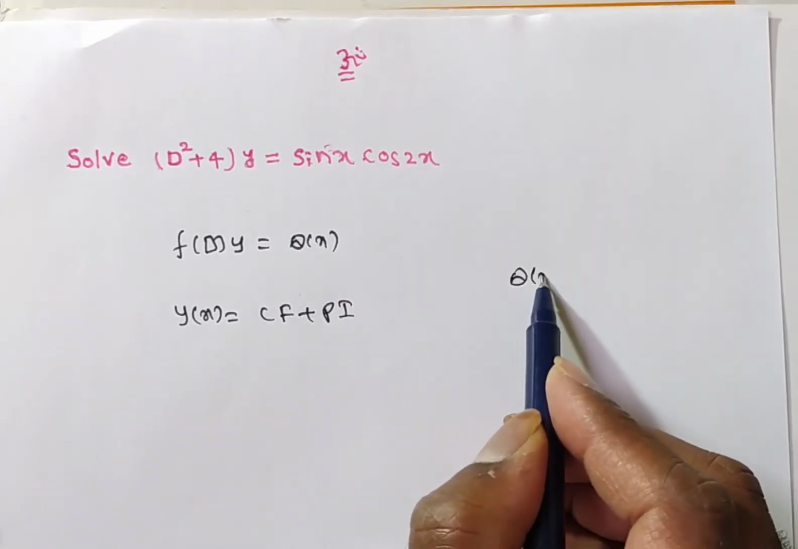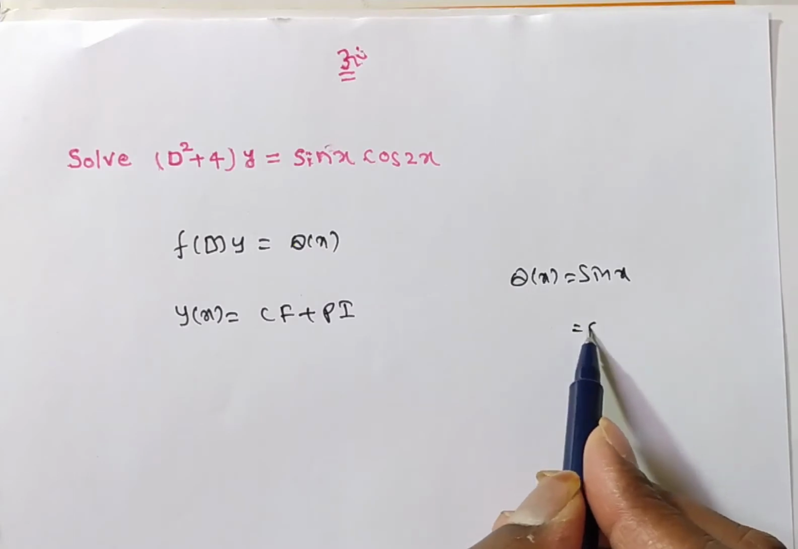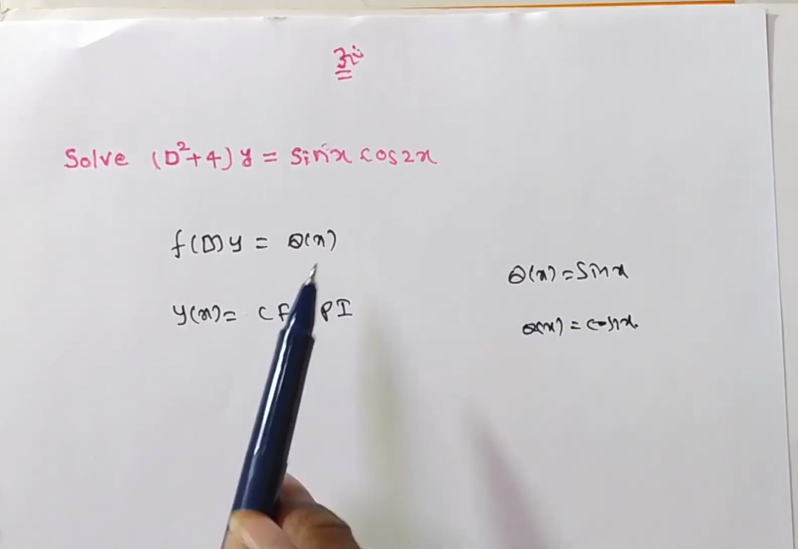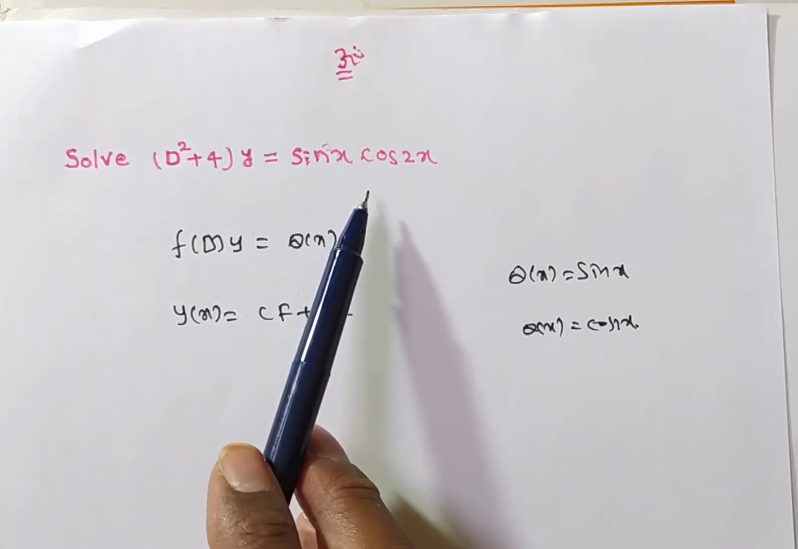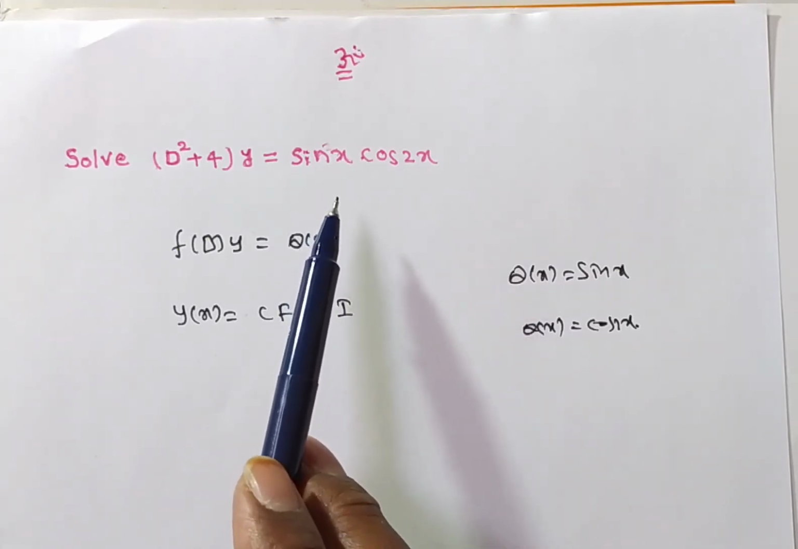You see, if Q(x) is equal to sin x, we can do it directly, or else if it is cos 2x, we can do the particular integral directly. But here you have a product of the two functions. Whenever a product of two functions is there, we cannot do it directly. So go for another formula. Which formula do you have to apply?